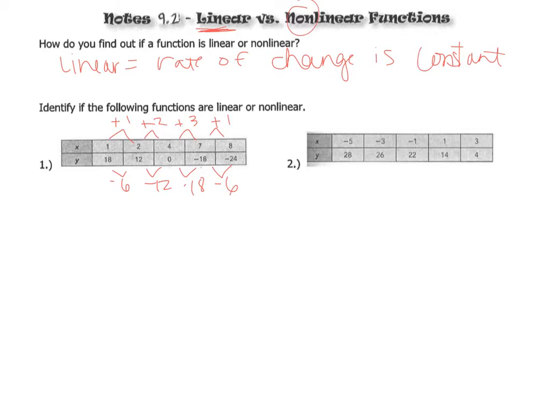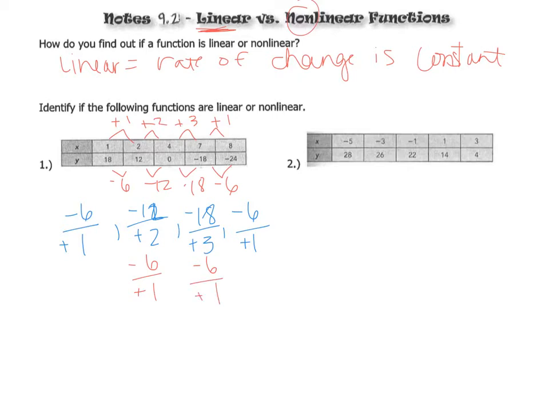So my first one, change in Y over change in X. Change in Y, whoops, that's a 12, over change in X. Change in Y over change in X. Change in Y over change in X. Can these reduce down to the same thing? Well, -6 over 1 stays -6 over 1. -12 over 2 can become -6 over 1. -18 over 3 can become -6 over 1. And then -6 over 1. So yes, it is linear because they all reduce down to the same rate of change.